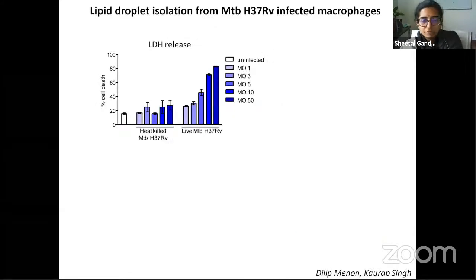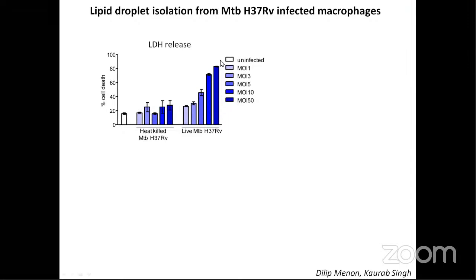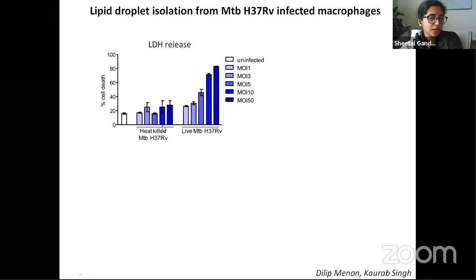So we compare different multiplicities of infection. Multiplicity of infection is basically, if it's one, it means one bacteria to one macrophage. If it's 50, it means 50 bacteria to one macrophage. So we basically titrate the amount of bacteria that we're adding to macrophages. And what you can appreciate in this graph is that if you take live MTB, with an increase in multiplicity of infection, you get an increase in cell death, whereas with the heat-killed MTB, you actually don't.